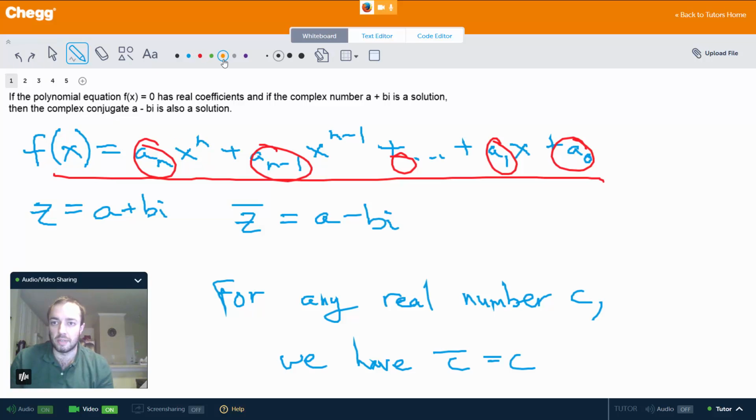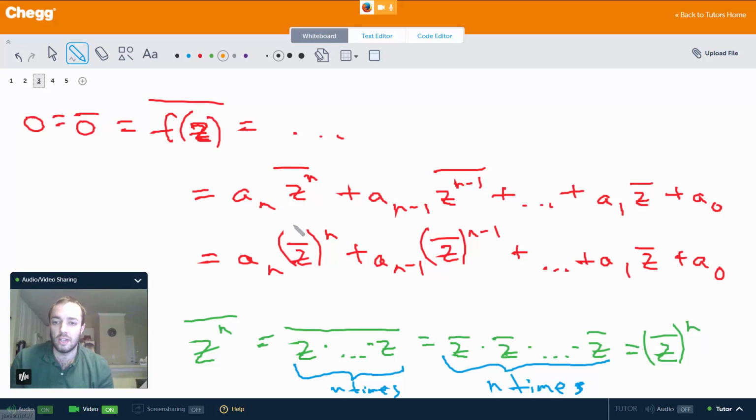Let's maybe use a different color here. Here's f of x. We have x to the n minus 1, dot dot dot, and then just plain old x. And in between we have x to the n minus 2, x to the n minus 3, and so on and so forth. But then going back here, what do we see? Z bar to the n minus 1. If we wrote out the next term, it would be a sub n minus 2 z bar to the n minus 2. And here we have plain old z bar. So actually what we've written down here is exactly f of z bar.